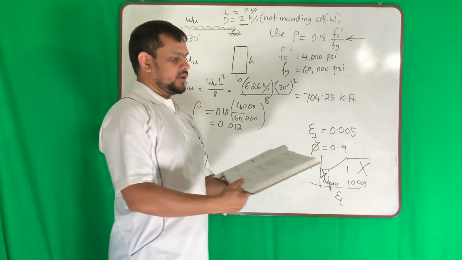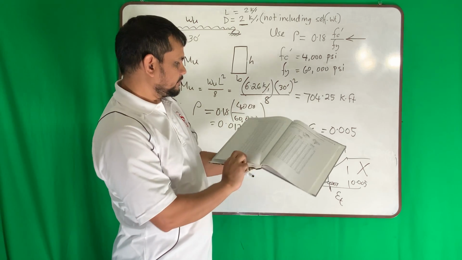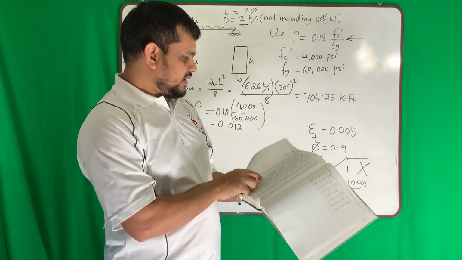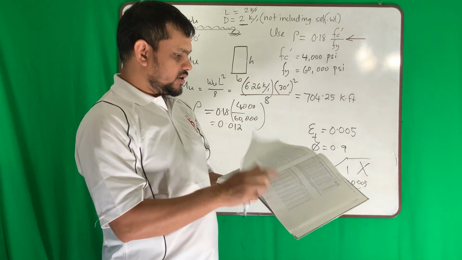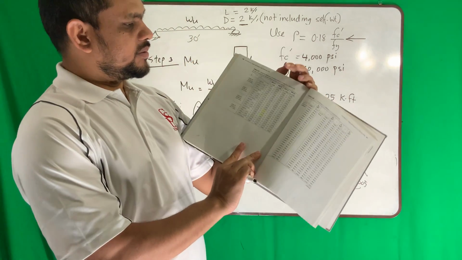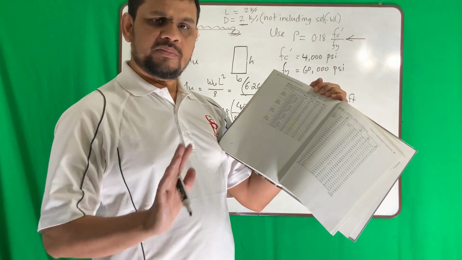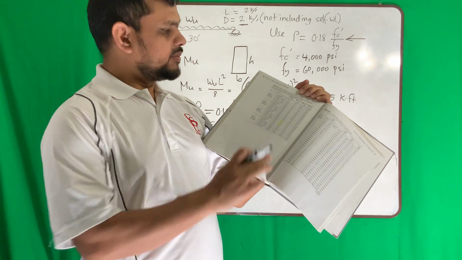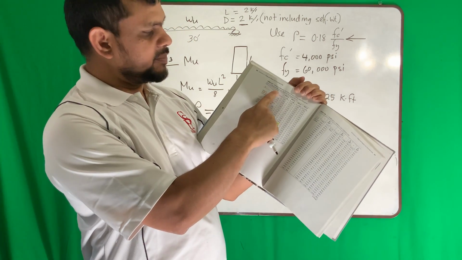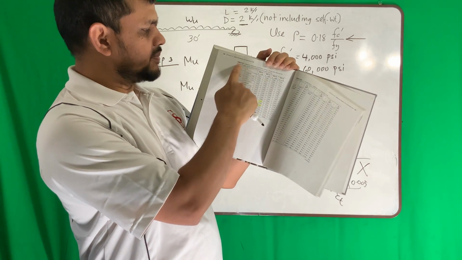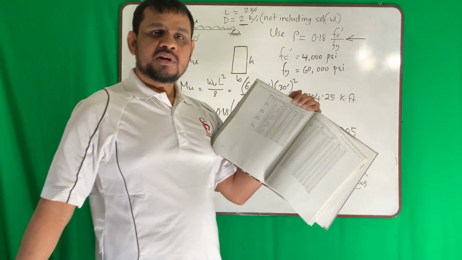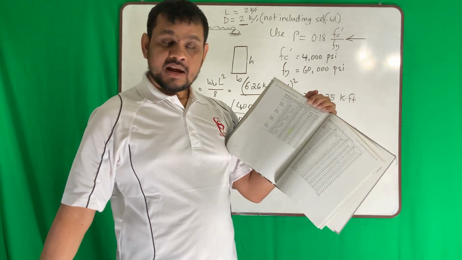How to check it? In your book, if you go to the appendix, there is table A7. Table A7, I would say, is the most important table in your book. Most books have it. If you use another book, no problem. We will define f prime c and fy, and you will find rho balanced. You know what rho balanced is: it means my steel will yield and concrete will fail at the same time.